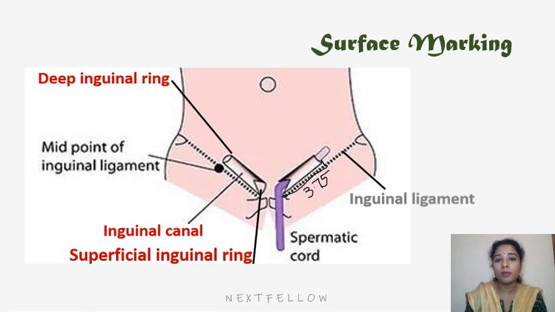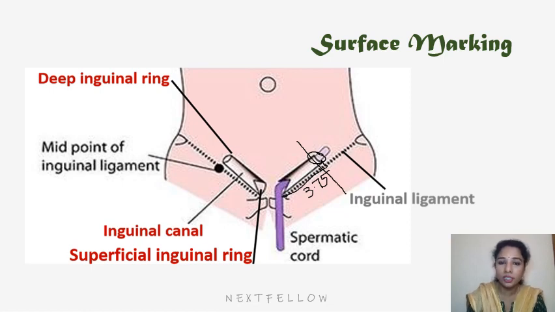The deep inguinal ring is an oval opening in the fascia transversalis, and it is situated 1.25 centimeters above the mid-inguinal point, immediately lateral to the stem of the inferior epigastric artery. So here will be the inferior epigastric artery, and just lateral to it we have this deep inguinal ring.